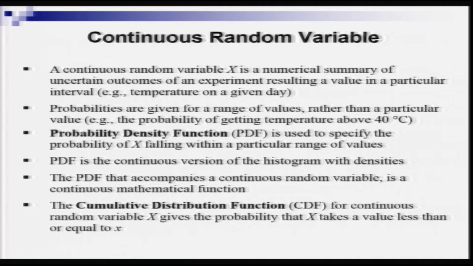In the case of discrete random variable, we have seen that the probabilities are to be calculated from the probability mass function. Here we introduce the concept of probability density function for the case of a continuous random variable. It gives us the probability of x falling within a particular interval or range of values. Note that a PDF is the continuous version of the histogram with densities. So, what do I mean by that?